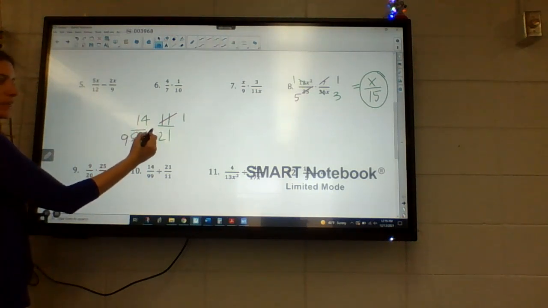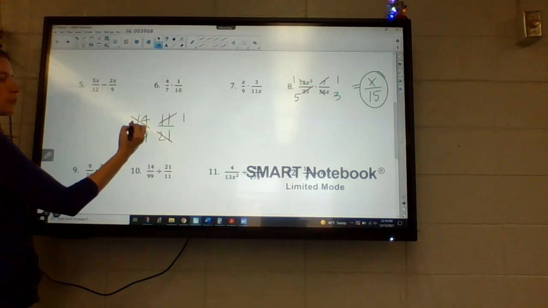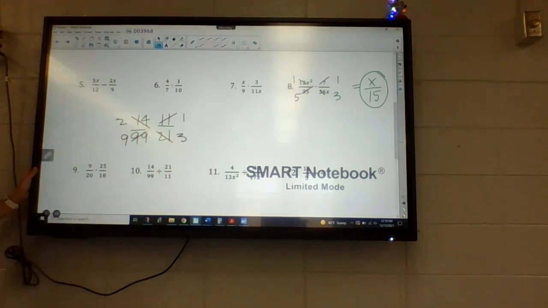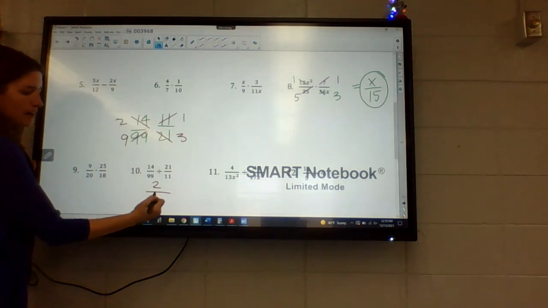But then going over here, these can both be divided by 7. So then that's a 2 and 3. Now if you didn't notice one part of that, that'd be fine. You could just simplify at the end. But now we can just multiply across the top, which is 2, and across the bottom, which is 27.